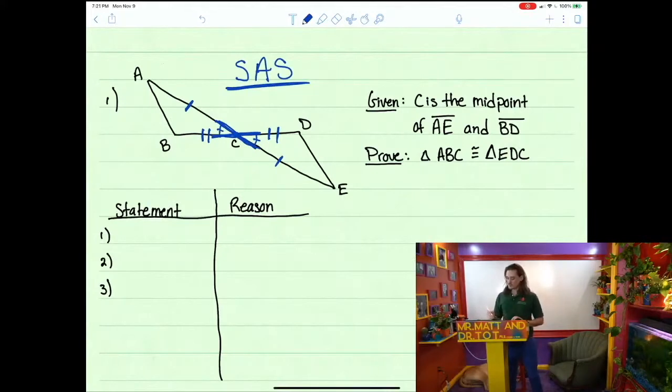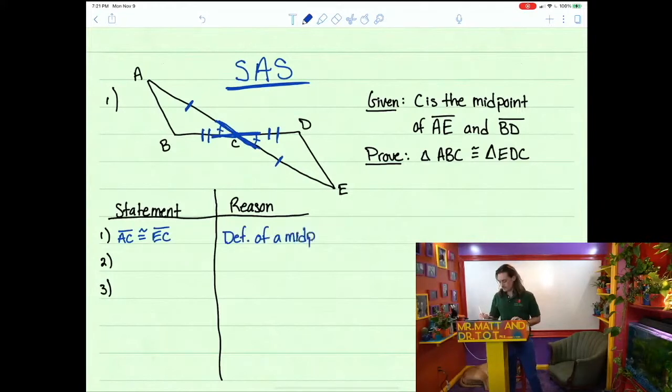So first off, I'm going to start by saying line segment AC has to be congruent to line segment EC, and that's the definition of a midpoint. And then also, likewise, BC is congruent to DC because of the definition of a midpoint.